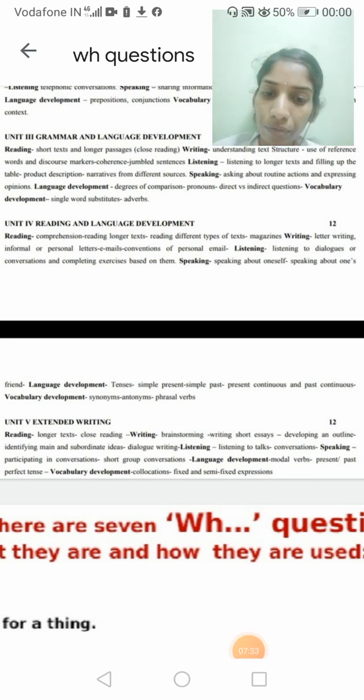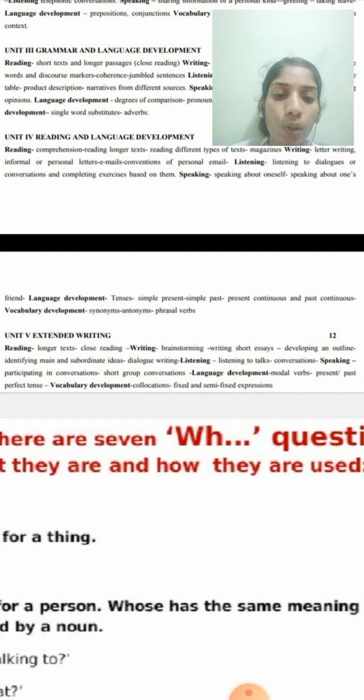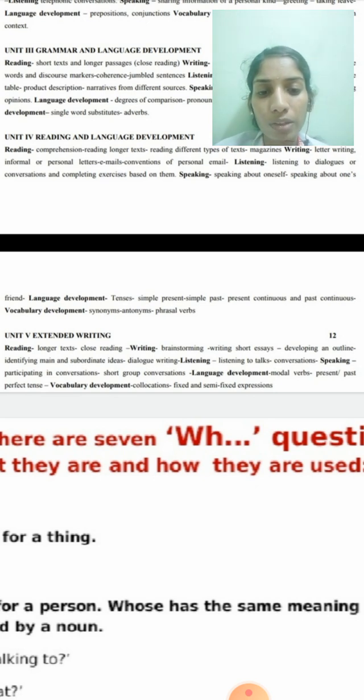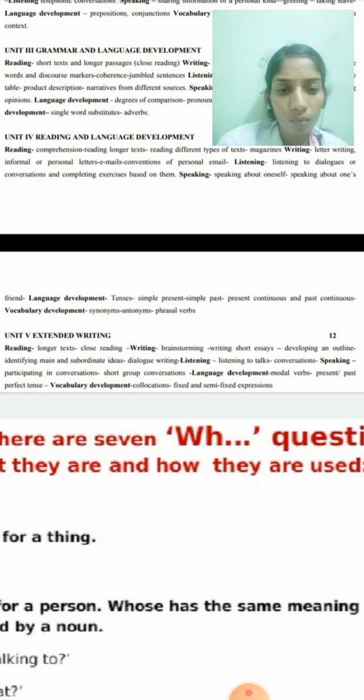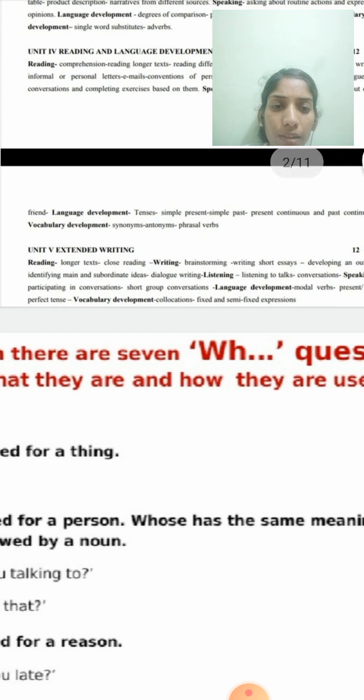So finally, unit 5, extending writing. So longer text, close reading, writing, brainstorming, writing short essays, developing an outline, identifying main and subordinate ideas, developing dialogue writings and listening to talks, conversations, speaking, participating in short group conversations, language development and modal verbs, present, past, perfect tense, vocabulary development, collocations, fixed tense and fixed expressions are there. So these are all covered by that extended writing.